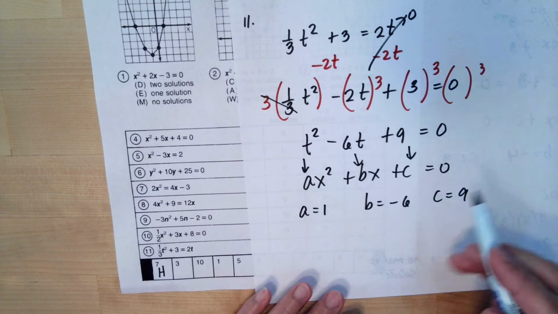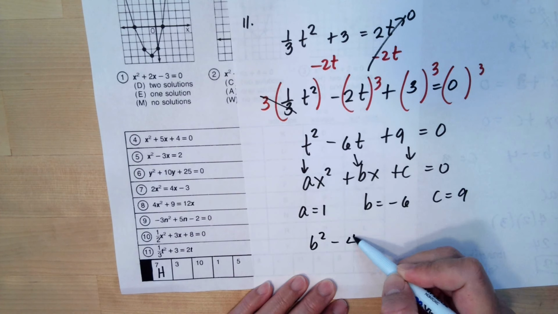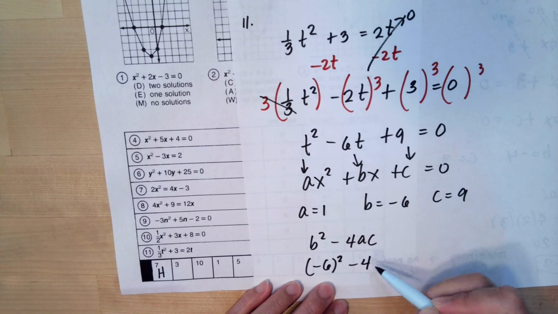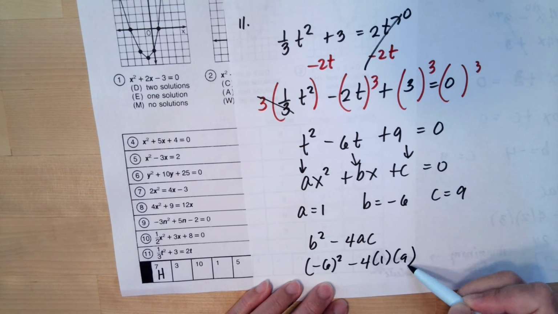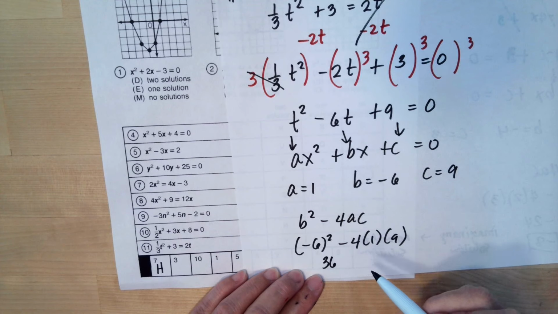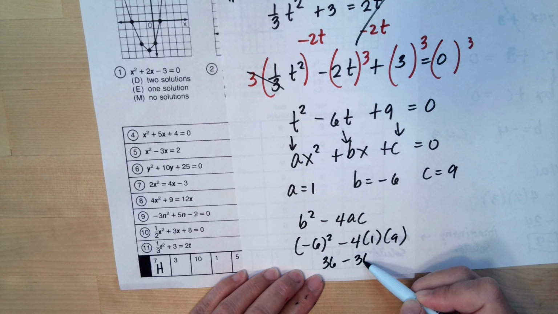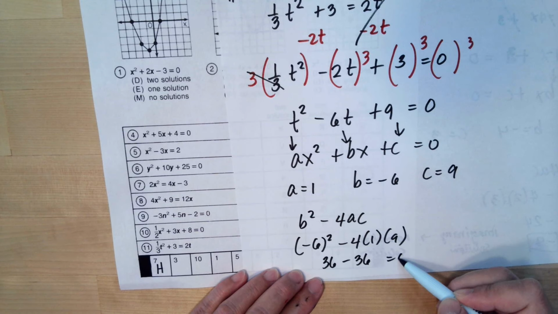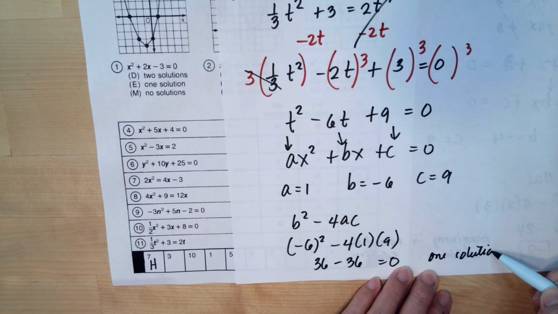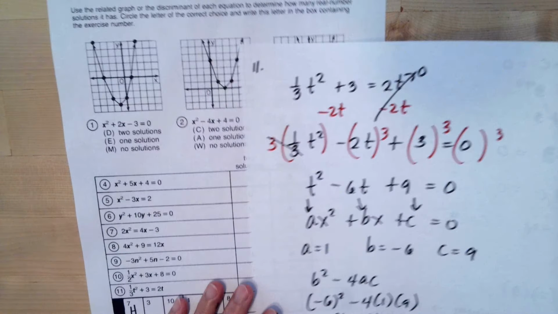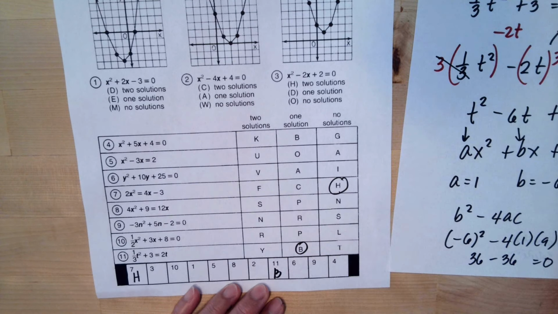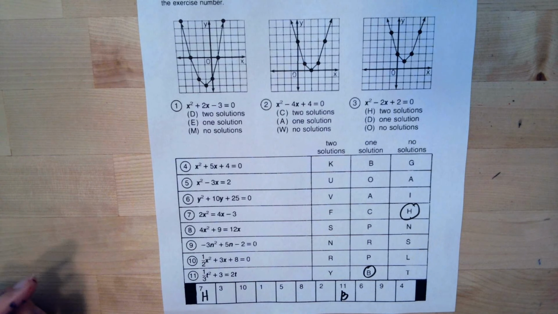Now let's do the discriminant, b squared minus 4ac. So your b is negative 6. Your a is 1 and your c is 9. So negative 6 squared is equal to 36. 4 multiplied by 9 is also 36. 36 minus 36 will be equal to 0, meaning you will have one solution. So one solution for number 11, so we have letter B. So for number 11, write down letter B. So this is how you will work on this worksheet.